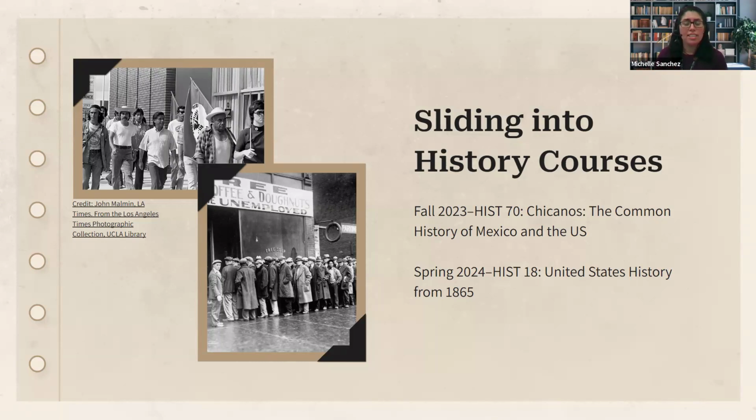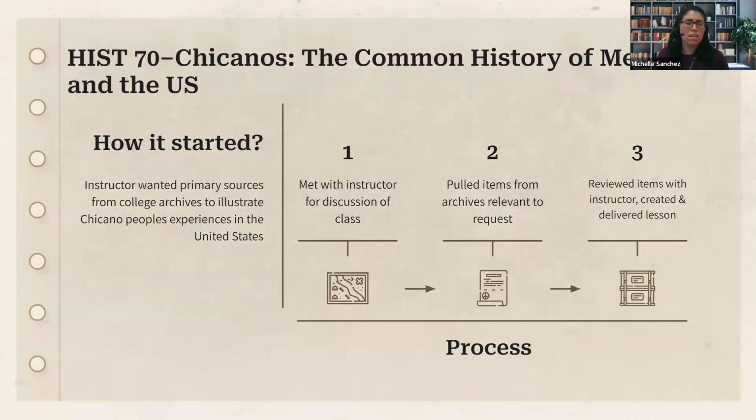And then the History 18 course, this is our US history course. It's typically the Reconstruction period to the present day. So with the first course that we're going to talk about, the Chicano history course, this got off the ground. I was still fairly new. This was my second year at Chaffey. I was still getting acquainted with the collections that we had in archives, and I had been reaching out a little bit to instructors.